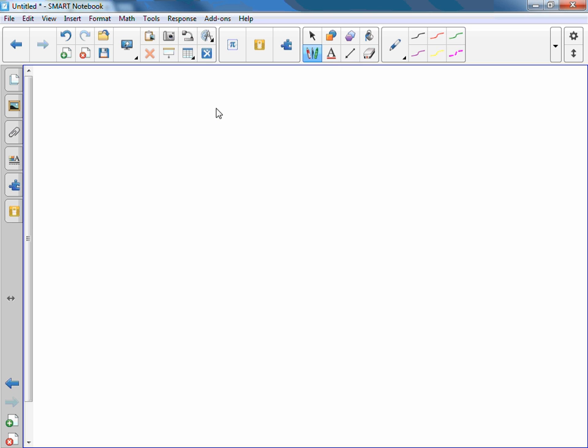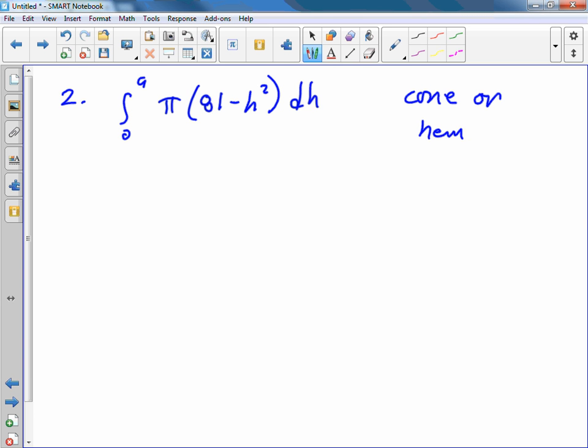Okay, number 2. Most people did very well with number 2. I thought this was a cool problem because it's hard to tell in the beginning. It gave you pi times the quantity 81 minus h squared dh. And it said, is this a cone or a hemisphere? What's that, Derek? Oh, it's supposed to be or.